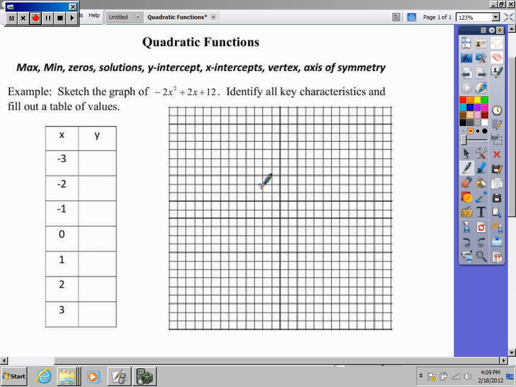In this next example, we're going to look at quadratic functions and how to identify the max, the mins, the zeros, solutions, y-intercepts, x-intercepts, vertex, and axis of symmetry. So here's our example we're going to look at. It is negative 2x squared plus 2x plus 12. We're going to start by making a table, sketch it, and then talk about the key characteristics.